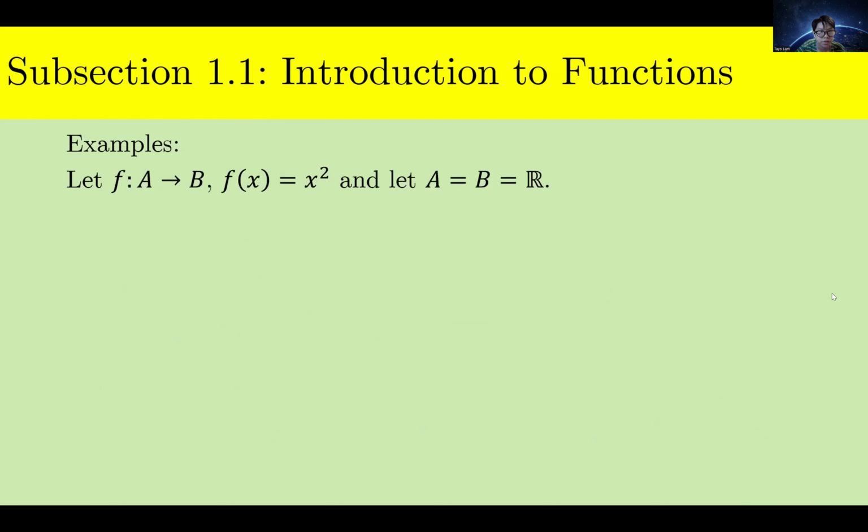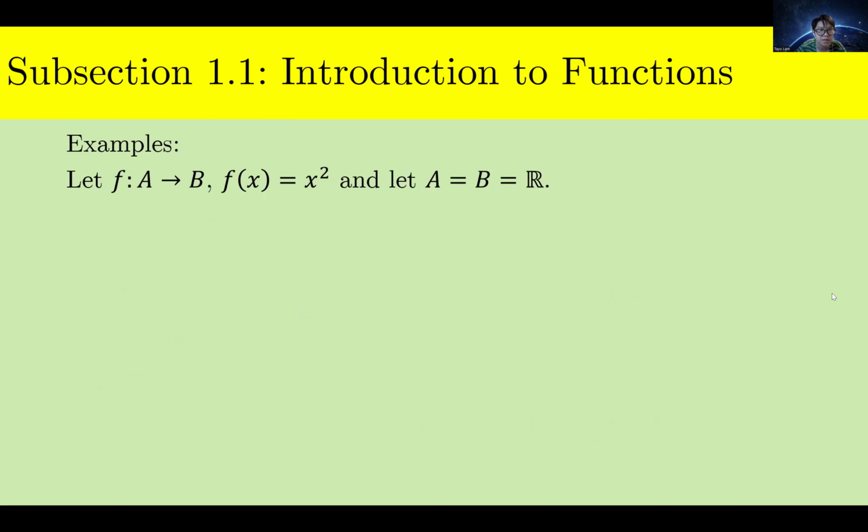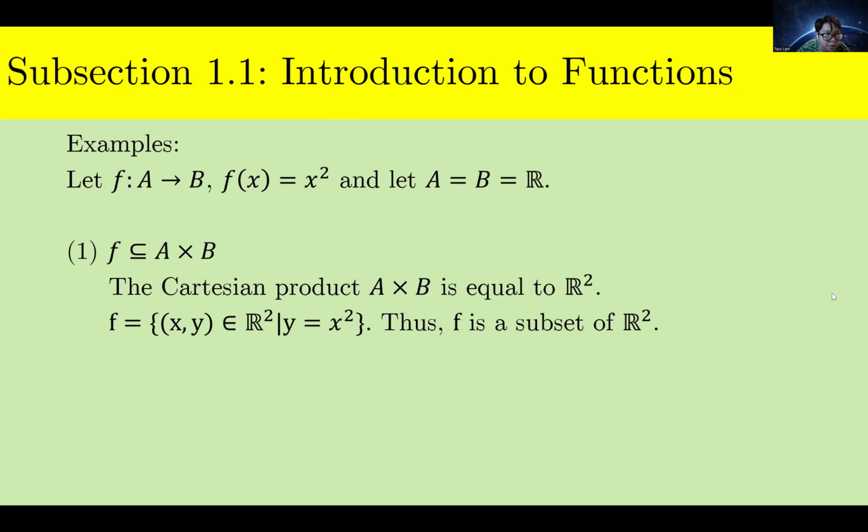Just as I said, let f from A to B with f(x) equal to x squared, and for example, let A equals B equals R. Here, just to make it clear, you can write it like this. This is the best way to write it. You don't need to define A equals B equals R again. I just do this for clarity.